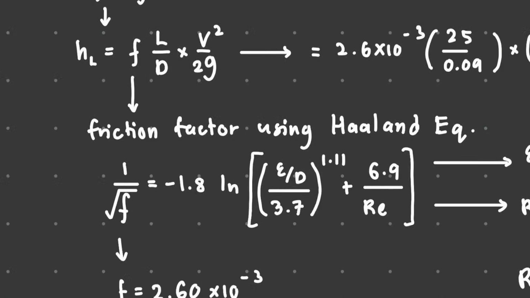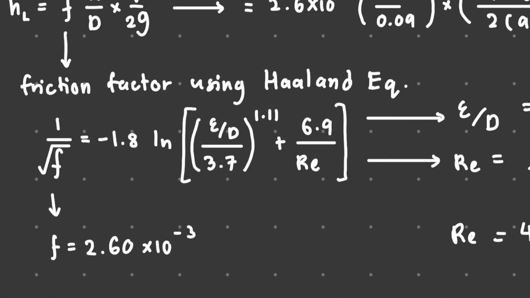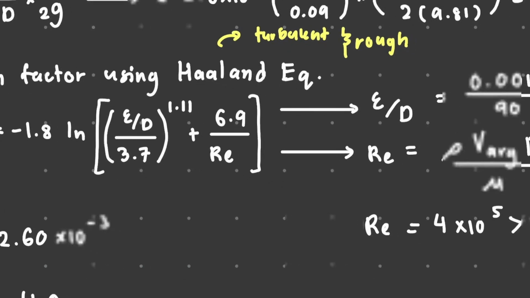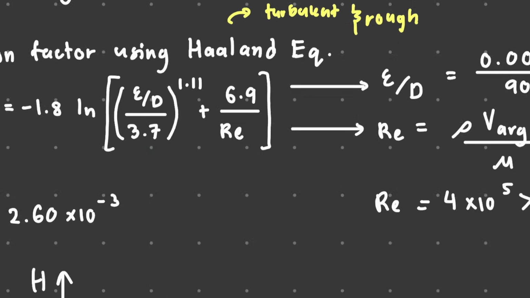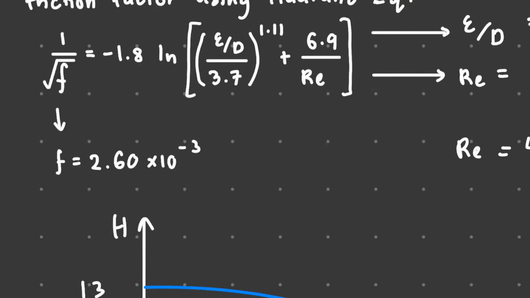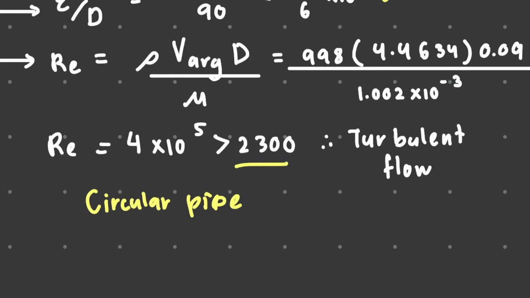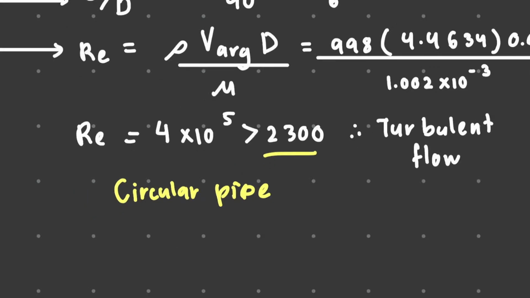We need to find F, friction factor, using the Haaland equation, because it is turbulent. Wait. Why do we use Haaland? Because it's turbulent and it's considered to be rough. How do I know it is turbulent? We don't know the Re, but it is not laminar. It's not laminar because it's much bigger than 2300. So it is considered to be turbulent.